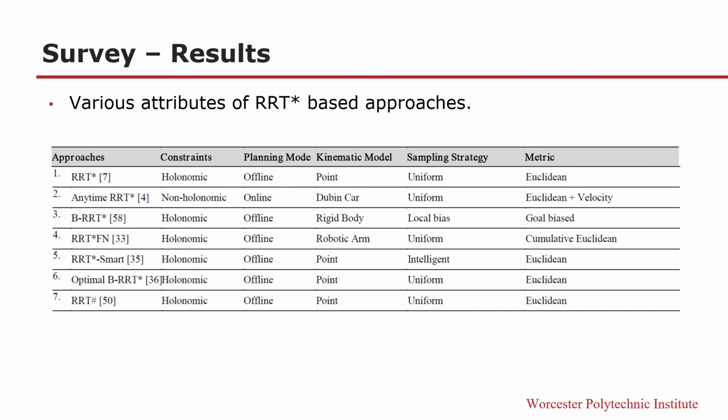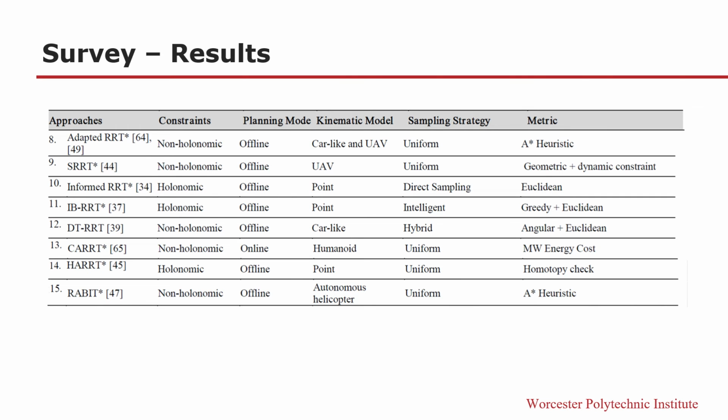To sample the nodes, algorithm uses uniform sampling, intelligent sampling, or direct sampling depending upon the application. RRT star have been used in online or offline mode depending upon the availability of environment information. If environment parameters are unknown or highly uncertain, then local planning is performed, also called online planning, whereas a known environment requires global planning, also called offline planning or map-based planning.